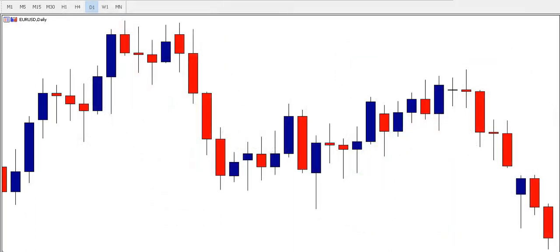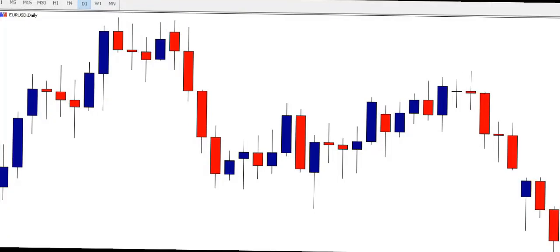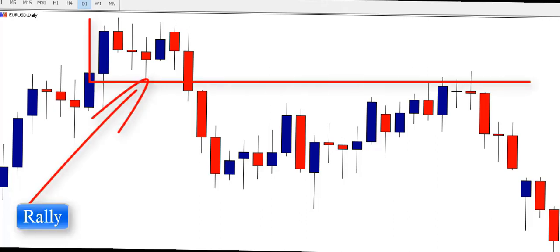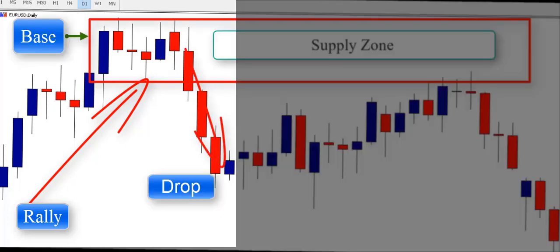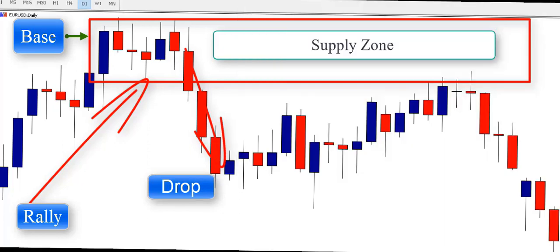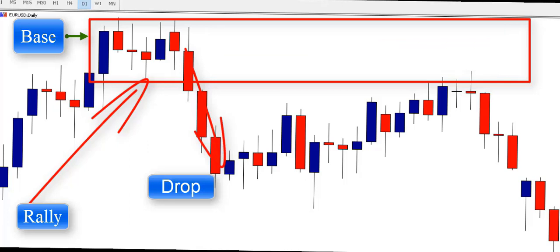Now let me give you an example of a rally-base-drop supply zone. This is the Euro US dollar daily chart. And this is a clear example of a rally-base-drop supply zone. This pattern occurs when the market reverses from moving higher to moving lower. So this is a move up, followed by a base, and followed by a move down. When the market approaches this supply zone, we can predict another move down, and that's what happened. This is a clear doji price action setup that formed at the supply zone and confirmed our entry.